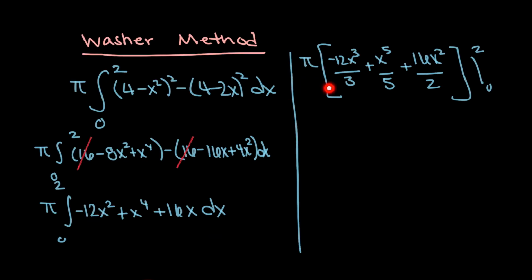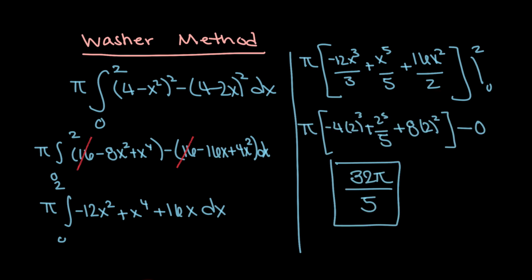Antiderivative of negative 12x squared is negative 12x cubed over 3. Antiderivative of x to the 4th would be x to the 5th over 5. And then antiderivative of 16x is 16x squared over 2. I'm going to simplify those antiderivatives a little bit. So I've got pi times negative 4x to the 3rd plus x to the 5th over 5 plus 8x squared.